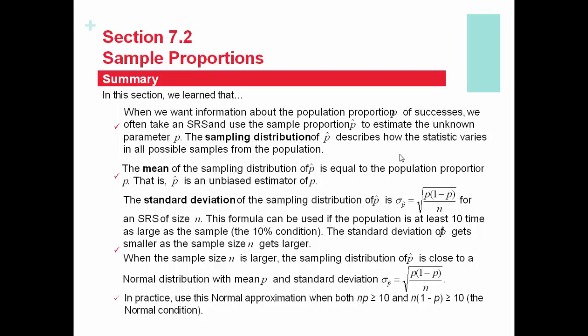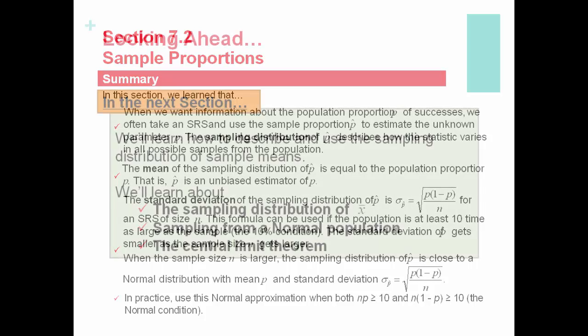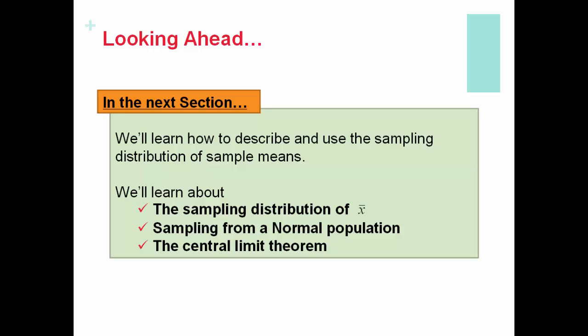This is our conclusion of the lesson from Chapter 7, Section 2. Here's a summary of what we've learned today. In our next lesson, we'll learn how to describe and use the sampling distribution for sample means.